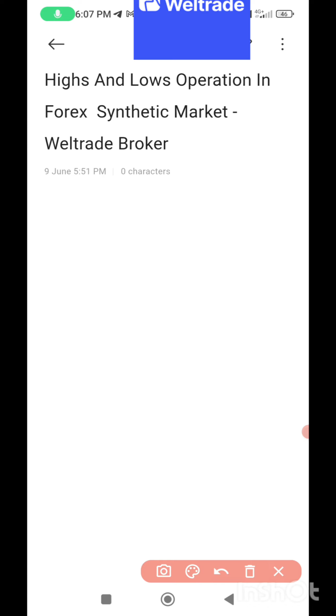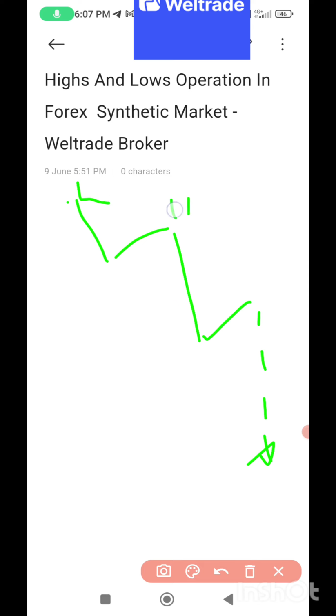So we have a market that goes like this, like this, like this. Now you want an output of this nature, but for this output to exist, you have to run the low and high operation. So this is a low, this is a high, this is a lower low, this is a lower high, and this is a lower low. Here we are going to have one: this is lower low 1, lower low 2.